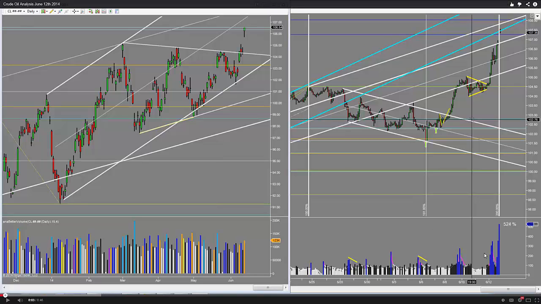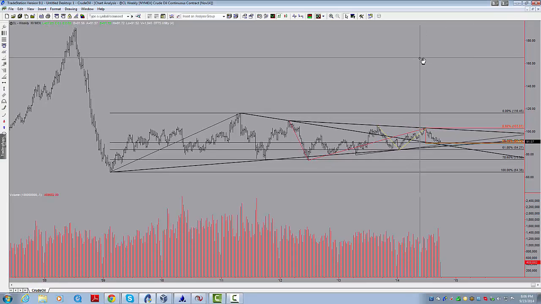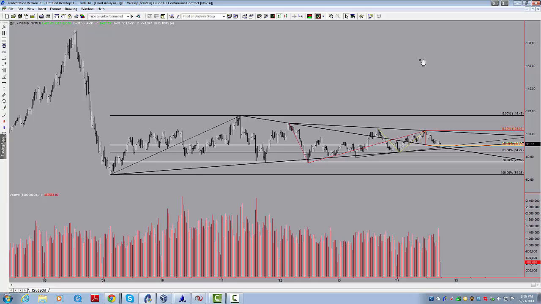So let me take the time to show you why now I believe we've made a low in Crude and should be getting a decent push up. Well, we've had a decent push up now, and I'll go into the details of the trade that I took. So this is a continuous chart of crude oil, a weekly, using TradeStation.